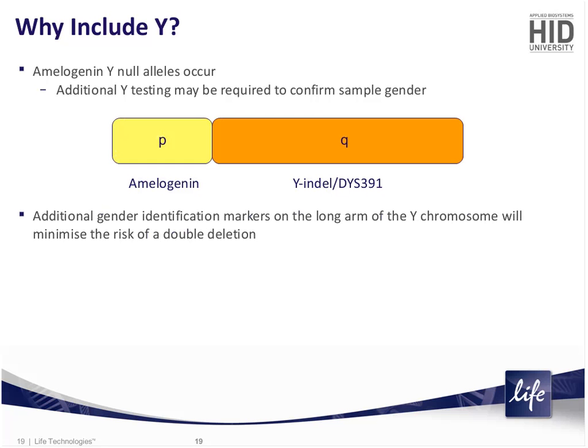So the DYS391 locus is on the long arm of the Y chromosome, so that's in a good spot. But we've also decided to incorporate an additional gender determining marker, the Y indel, which I'll talk a little bit about in a moment, which gives us additional redundancy for the gender determination.